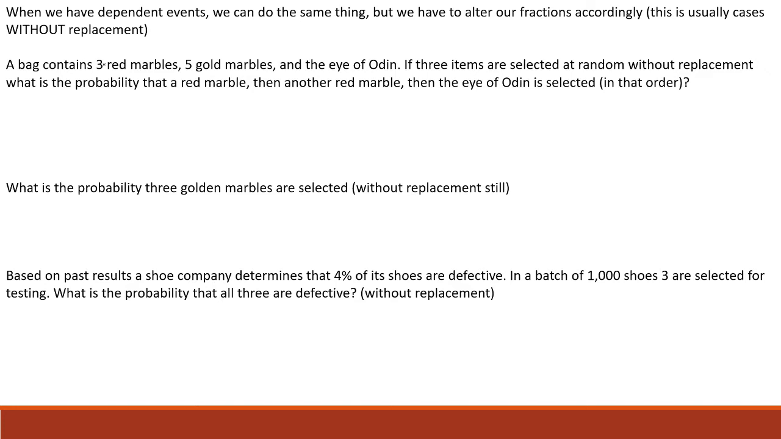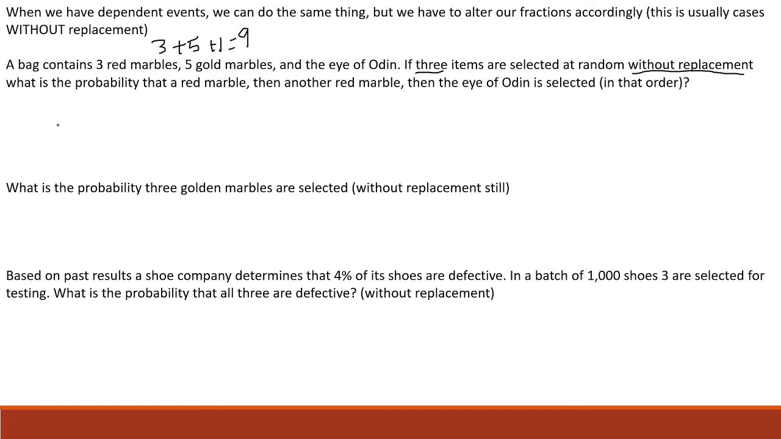So let's take this one here. We have a bag that contains 3 red marbles, 5 golden marbles, and an eye. If 3 items are selected without replacement, which means when I take an item, I don't put it back for my next draw, what's the probability that we get a red, and then another red, and then an eye? Well, in total, we have how many marbles here? There's 3 red, 5 gold, and 1 eye. So in total, it's 9 marbles.